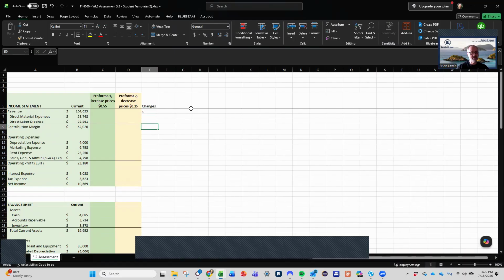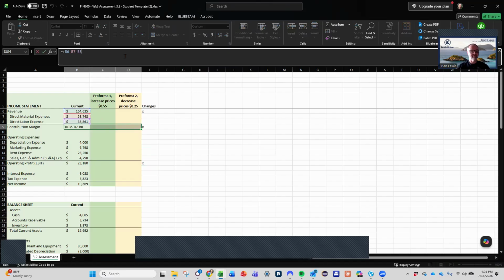Now, contribution margin is going to change because why? Revenue is changing. Depreciation is not changing. Marketing expense not changing. Rent expense not changing. Sales and general expenses not changing. The only thing here is operating profit is changing, EBIT, because why? Your revenue is changing. So, the one thing to note is just take this over in my wonderful way.